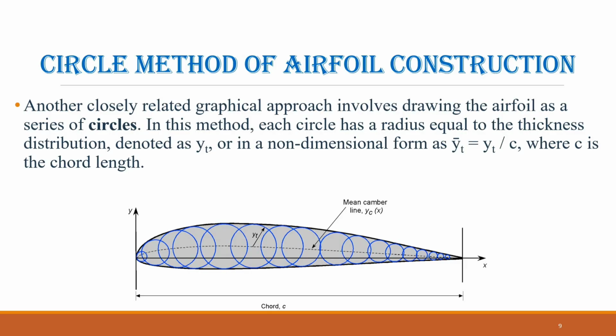Another closely related graphical approach involves drawing the airfoil as a series of circles. In this method, each circle has a radius equal to the thickness distribution, denoted as yt, or in a non-dimensional form as yt equals yt divided by c, where c is the chord length. The centers of these circles are placed along the camber line, using it as a backbone for the airfoil. The upper and lower surfaces are then formed by drawing smooth curves that are tangential to all of the circles.